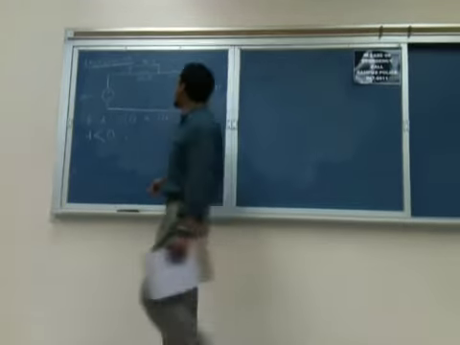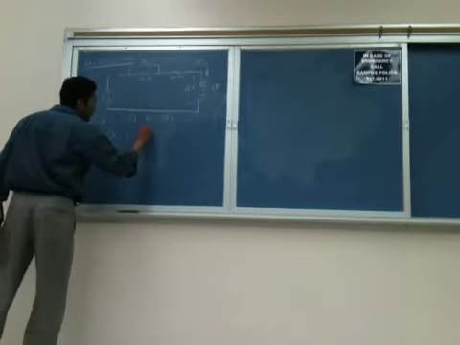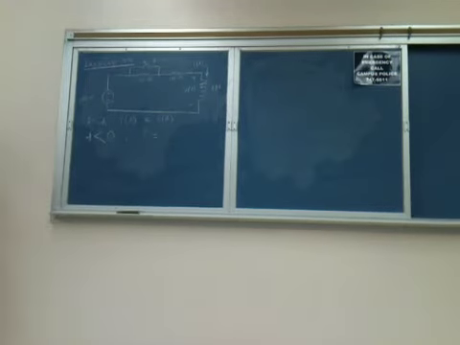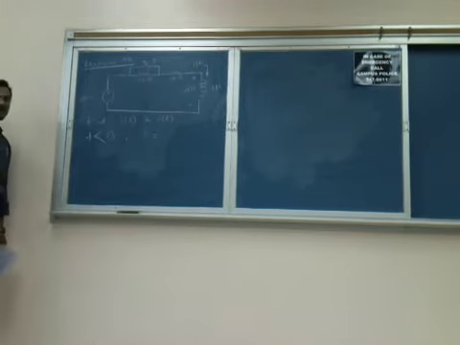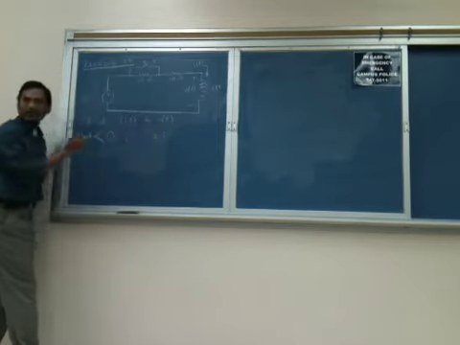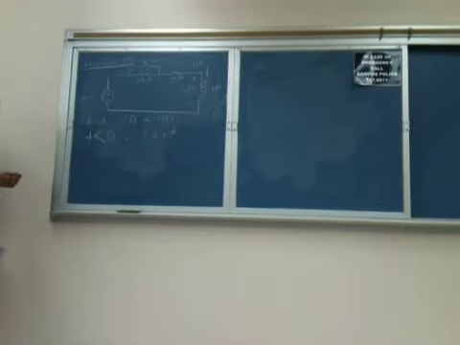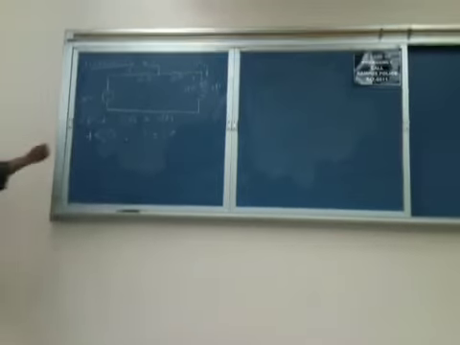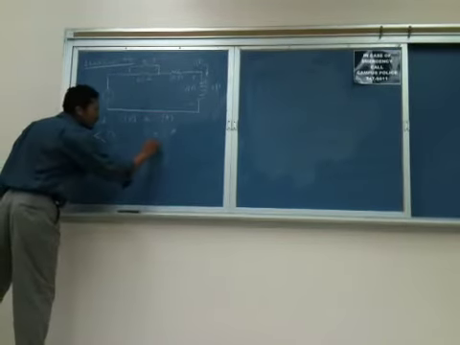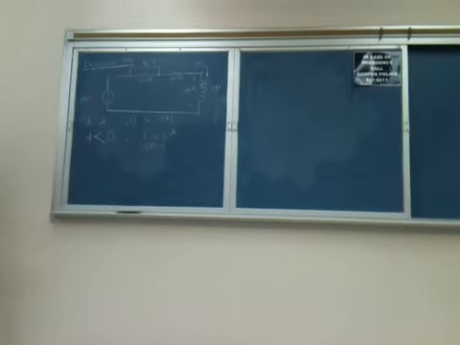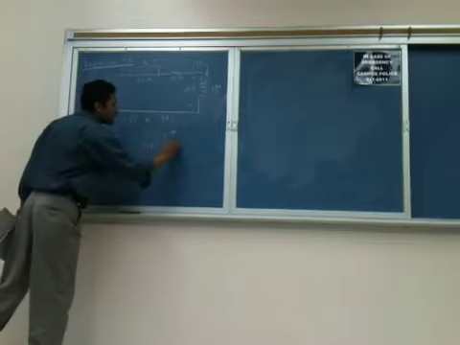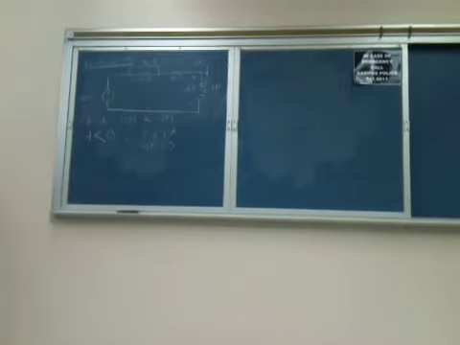So what will be the current value? The current value will be 1, okay. 1 what? 1 amp. And then what would be the voltage value? The VT? The VT will be 0. Alright. How did I get 1 amp?